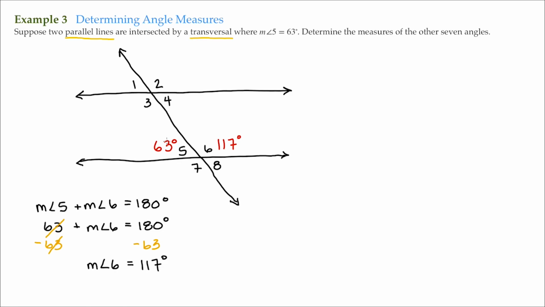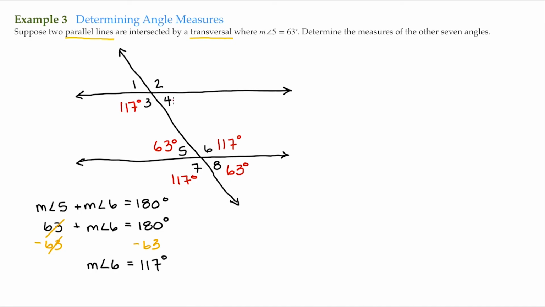If this is 63 degrees, this is a supplementary angle to angle 5. It's also a vertical angle to angle 6. And there's also a corresponding angle. So this is also going to be 117 degrees. This angle is going to be 63 degrees. We can see up here, 3 and 7, those are corresponding angles, so that's got to be 117 degrees. It's also an alternate interior angle from angle 6. So again, this has got to be 117 degrees.